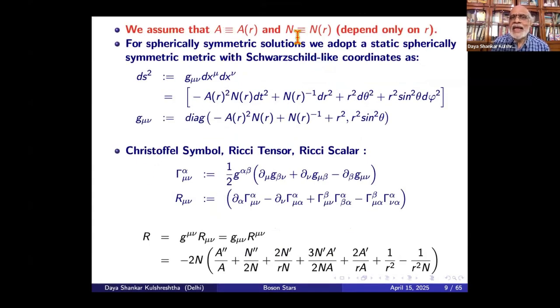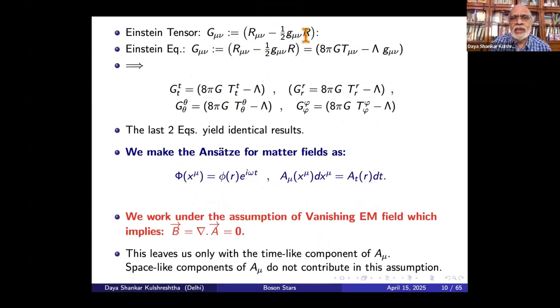So we assume that A and N, the metric functions that appear in the definition of the line element or the metric tensor, are functions of r only, not of t, theta, and phi. And so for spherically symmetric solutions, we adopt a static spherically symmetric metric with Schwarzschild-like coordinates given by this. Now then, making use of the conventional definitions of the Christoffel symbol, Ricci tensor, and Ricci scalar, etc., as you will see, all of them can be derived from this g mu nu. And so eventually here they are functions of A and N and their derivatives. So the Einstein equation, this is the Einstein tensor, and this is the Einstein equation in component form, which can be written like this: t, r, theta theta, phi phi. The last two equations yield identical results.